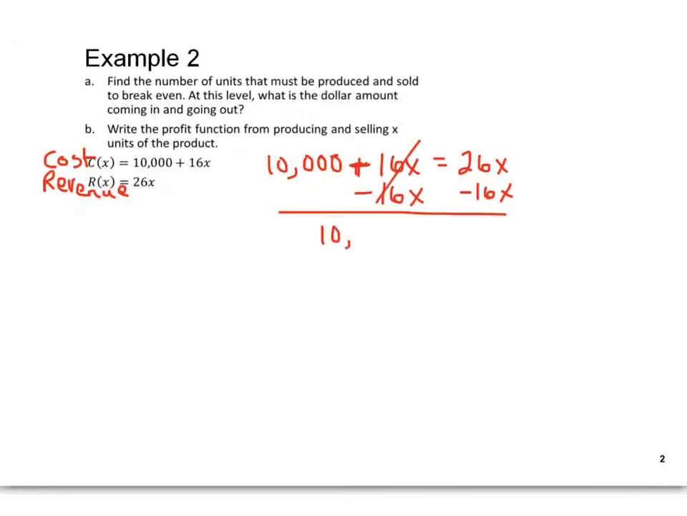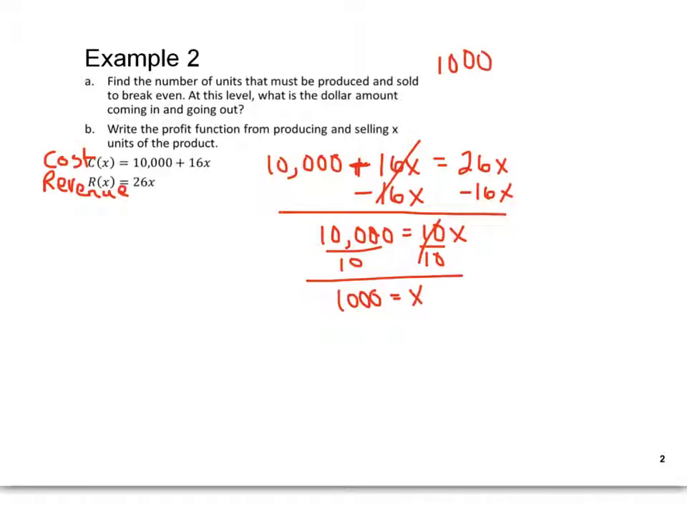So that 10,000 equals 10x. Divide by 10. And I get 1,000 equals x. Remember, x is the number of units that are being produced and sold. And so for part A, our first answer is going to be 1,000 units.